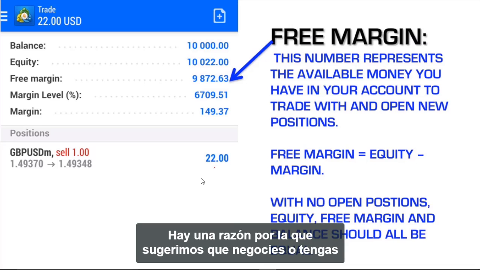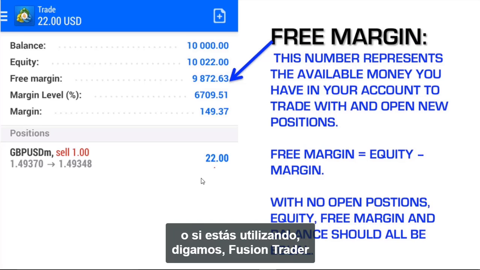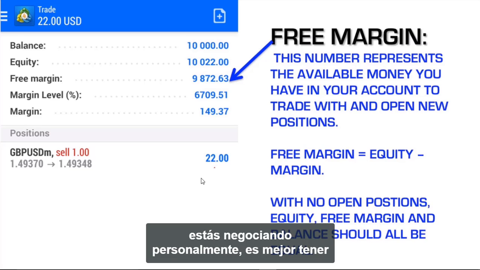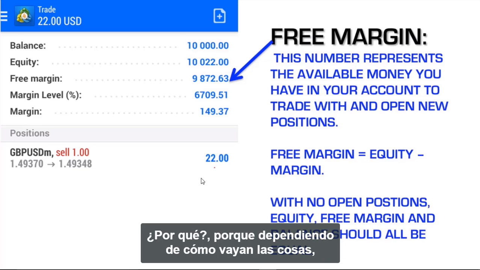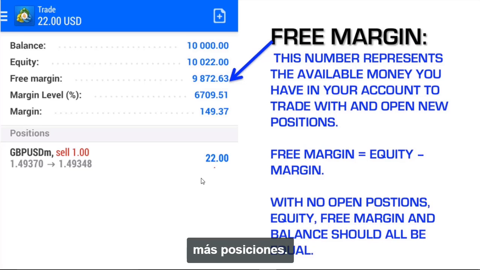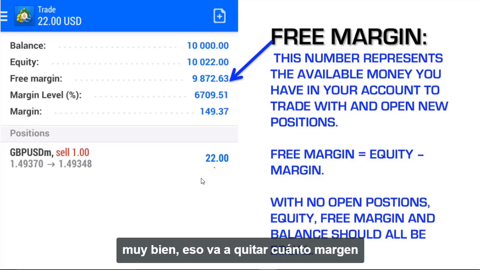There is a reason why we suggest that you have different accounts set up for different things. So for instance, if you have an auto trader set up, or if you're using let's say Fusion Trader, or if you're using swipe trades, if you yourself are personally trading, it is best to have a separate account for each one. Why? Because if things are going well, great, you can take on more positions. You're going to have more free margin. But in the event that one of those is not doing so well, that's going to remove how much free margin you actually have in your account.